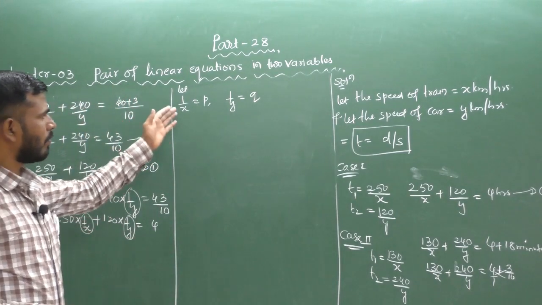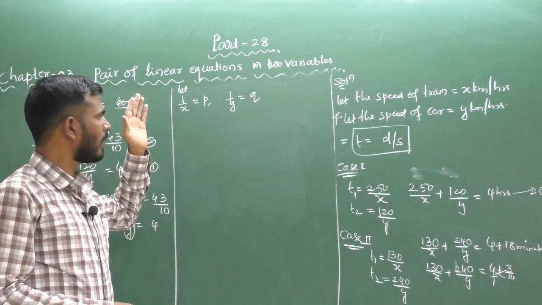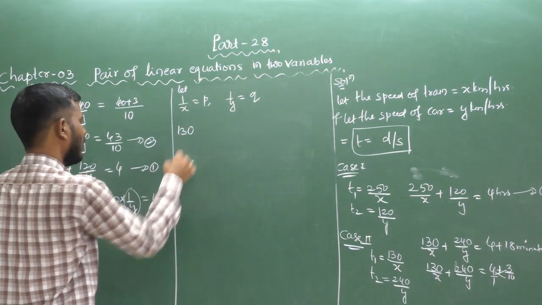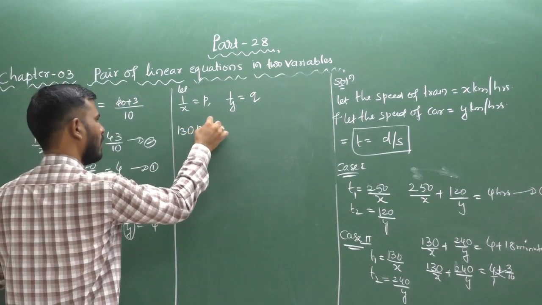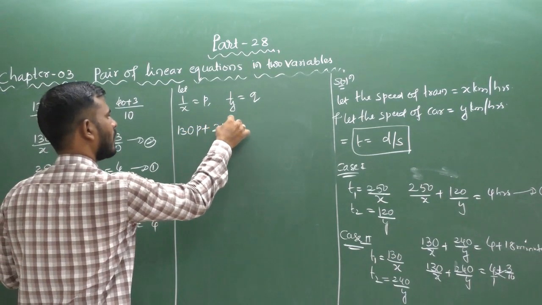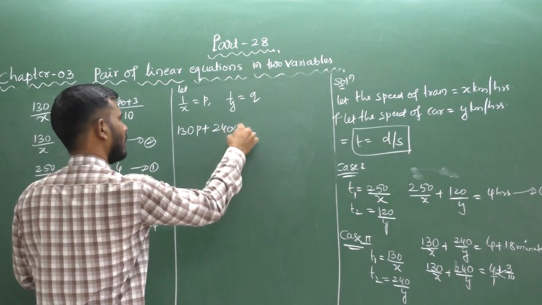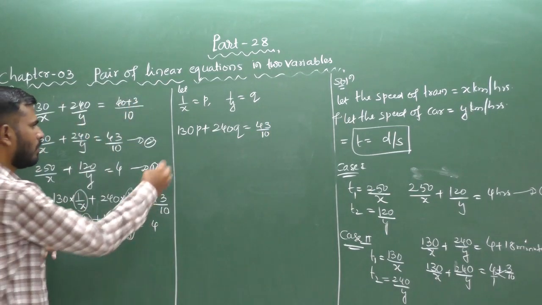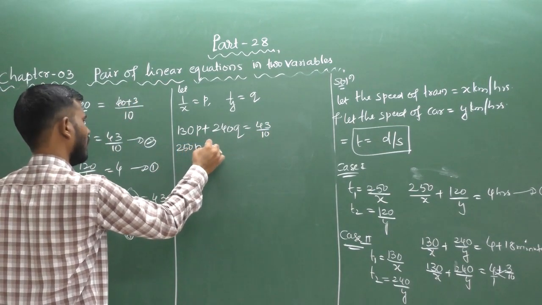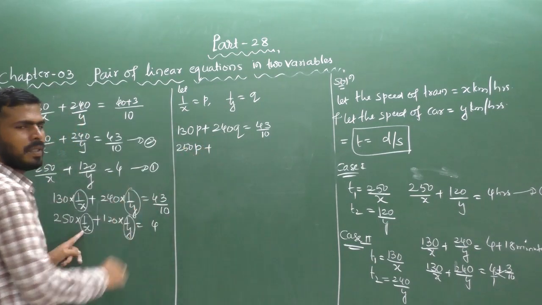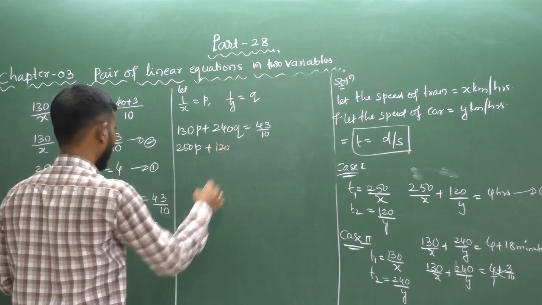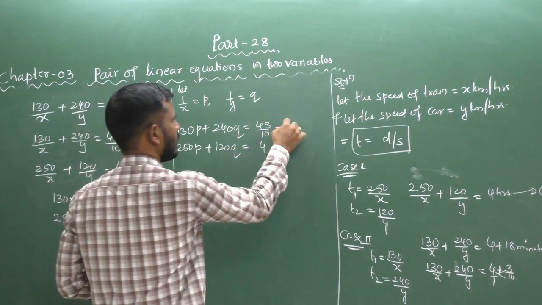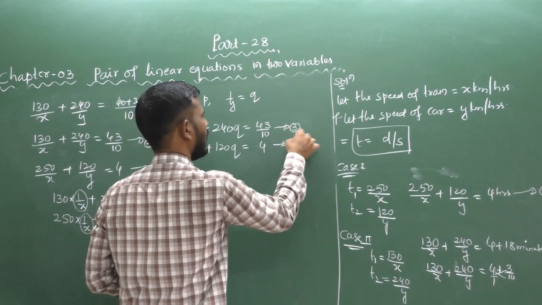Now we have to substitute. Instead of 1 by x you write p, instead of 1 by y you write q. Let us see here. 130 into 1 by x means p, plus 240 into 1 by y means q, equal to 43 by 10. Next, 250 into 1 by x means p, plus 120 into 1 by y that is q, equal to 4. So this is the equation number 3 and this one is equation number 4.